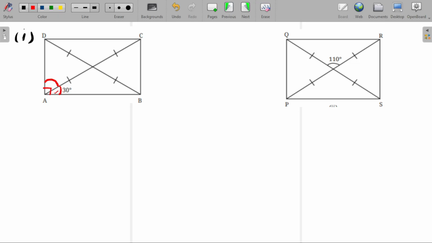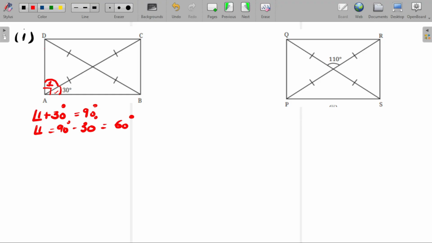So here I'm taking it as angle 1, right? So you can write angle 1 plus 30° is equal to 90°. So angle 1 will be 90° minus 30°, which is 60°. Clear? So you are done with angle 1.